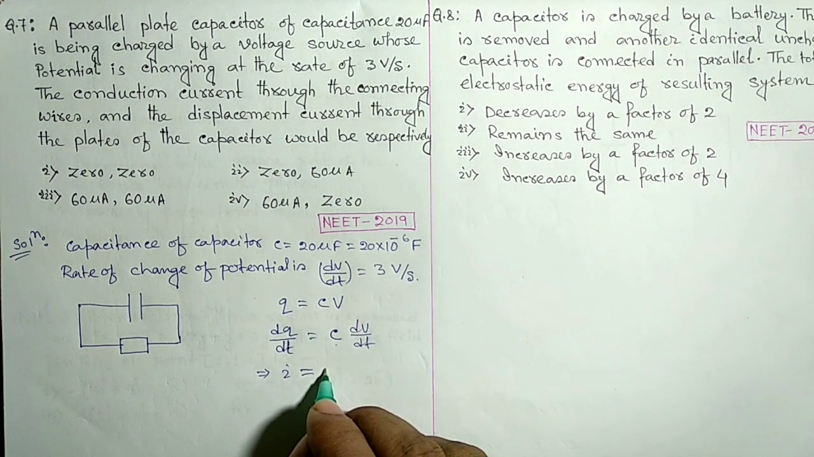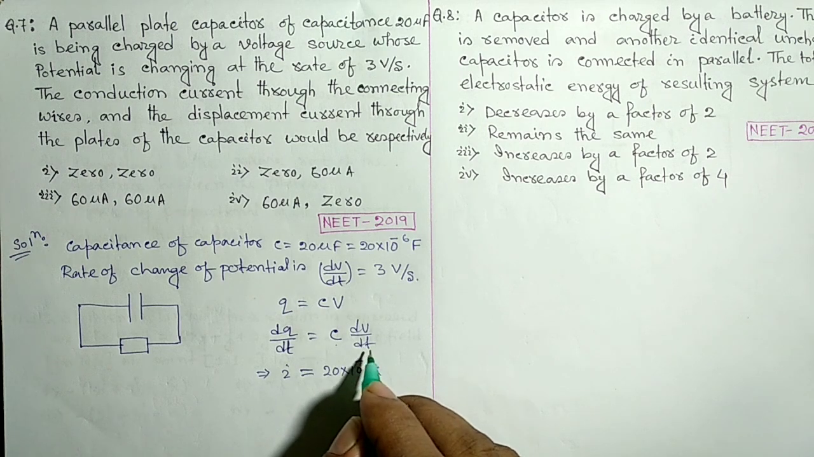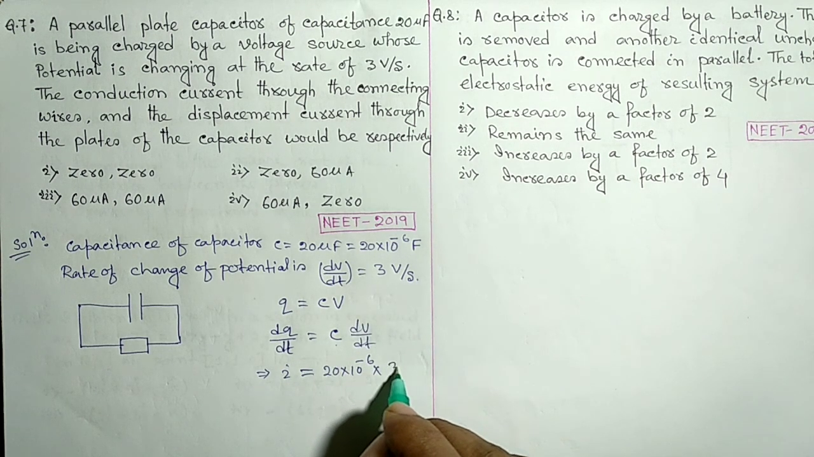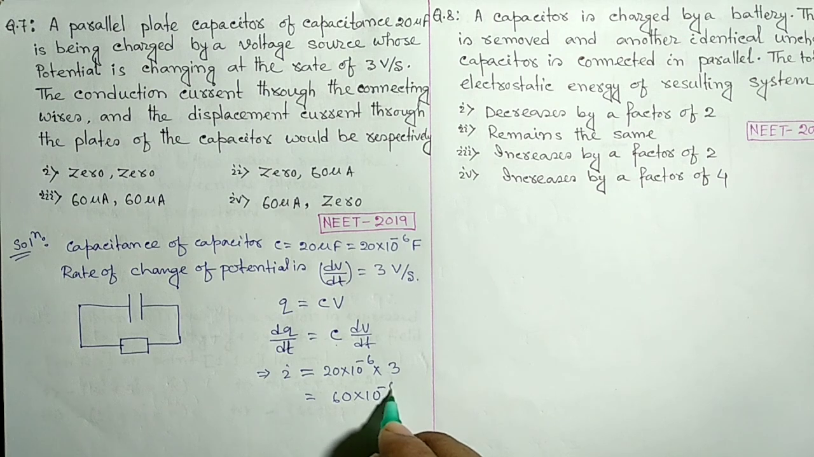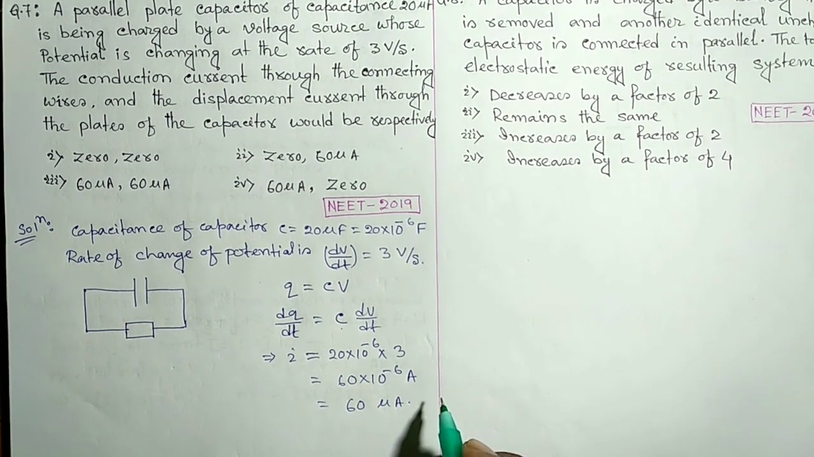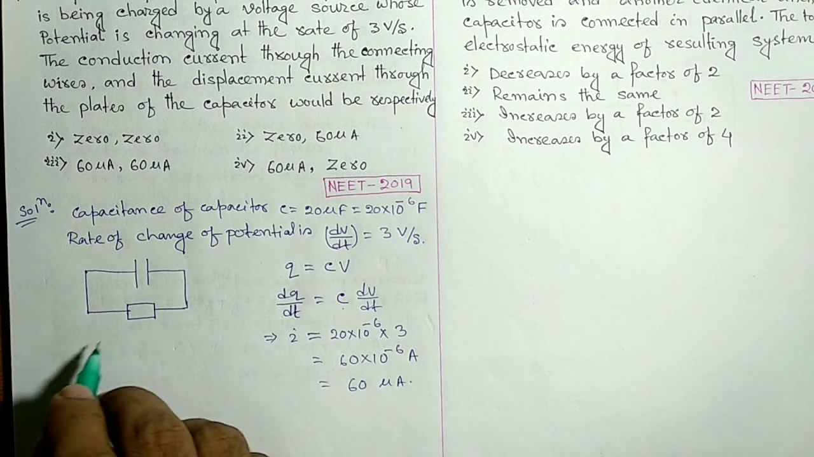This implies that I is equal to C, which is given in the question as 20 × 10^-6, times dV/dt, the rate of change of potential, which is also given in the question as 3. It is equal to 60 × 10^-6 ampere, so it is equal to 60 microampere.